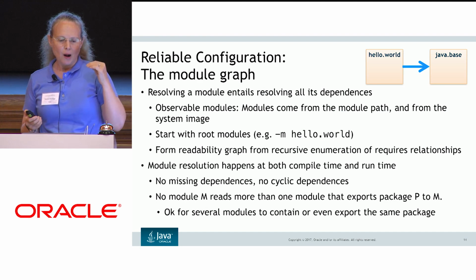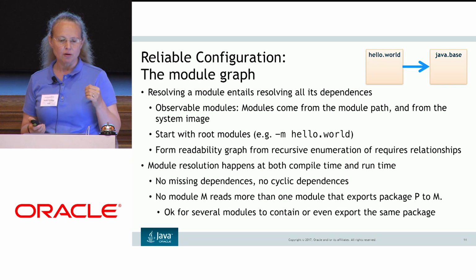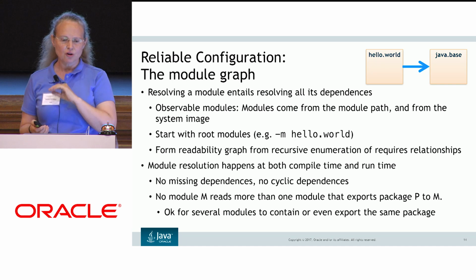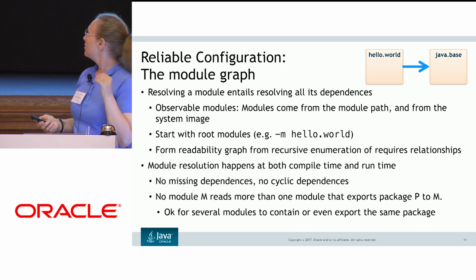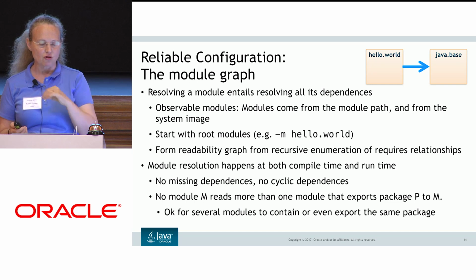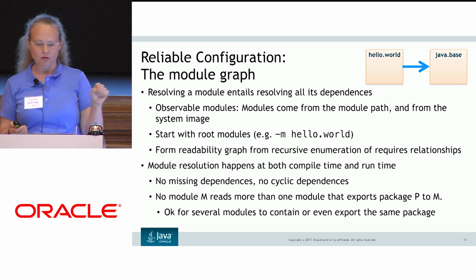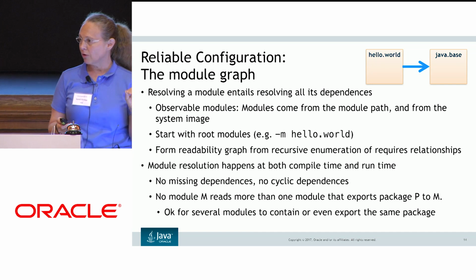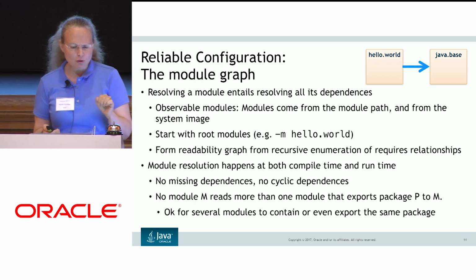So how do we use this module information? At the beginning of time, when we compile or run a Java program, we perform module resolution. Resolving a module entails resolving all of its dependencies. We start with the observable modules, which come from the module path, which I'll go into later, and from the system image, which I'll touch on later. We start with a set of root modules. So when you did java -m, hello world was your root module.